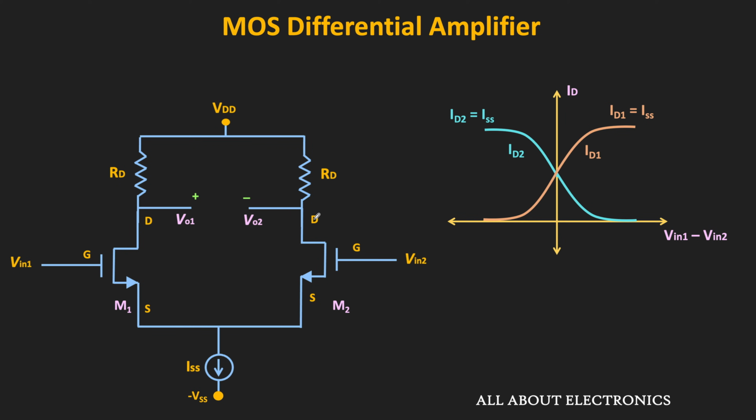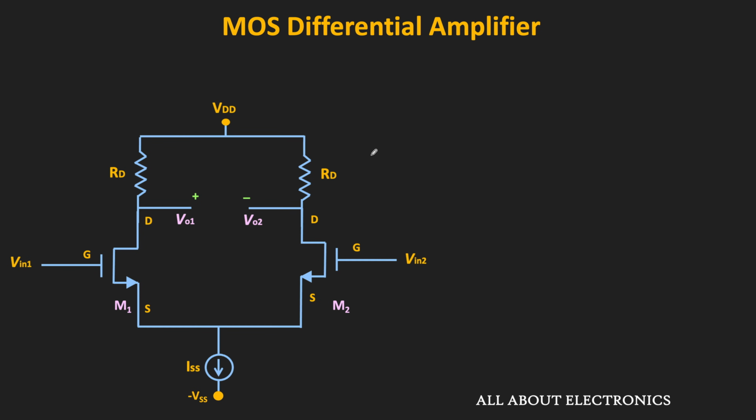Now let us find out at what differential input this entire tail current flows through one particular MOSFET. That means at what differential input this ID1 becomes ISS and this ID2 becomes 0. So let's say at that particular differential input voltage, this ID1 is equal to ISS and this ID2 is around 0. And let's say the gate to source voltages of these two MOSFETs are VGS1 and VGS2 respectively. Now let's say the voltage at this node is equal to Vs.